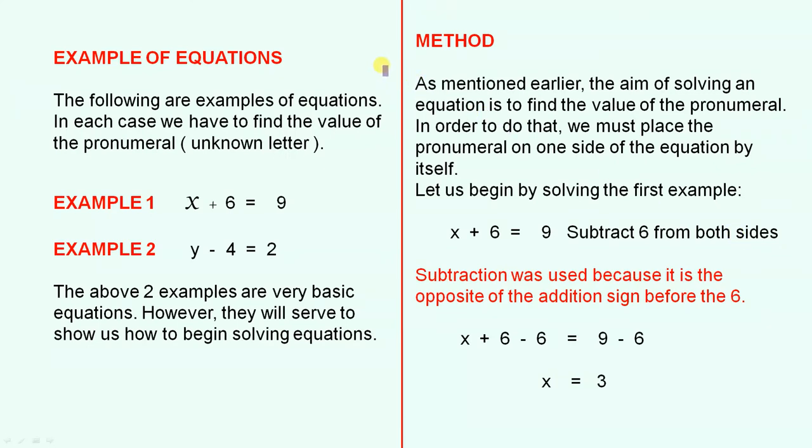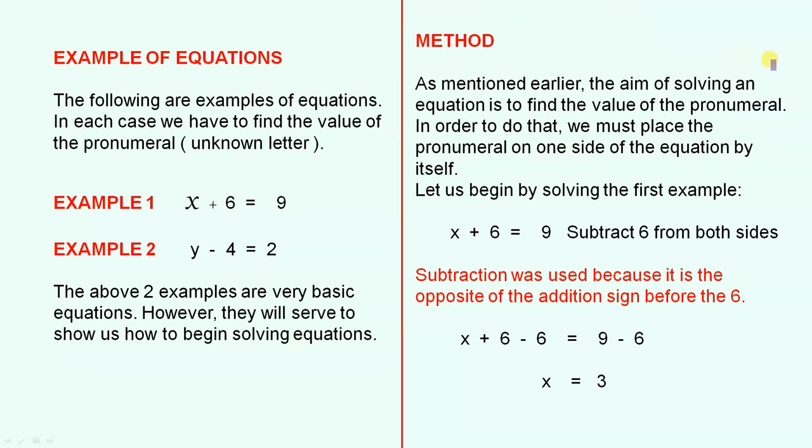Example of equations. The following are examples of equations. In each case, we have to find the value of the pronumeral, that's the unknown letter. Example 1, x plus 6 equals 9. Example 2, y minus 4 equals 2. The above two examples are very basic equations. However, they will serve to show us how to begin solving equations.